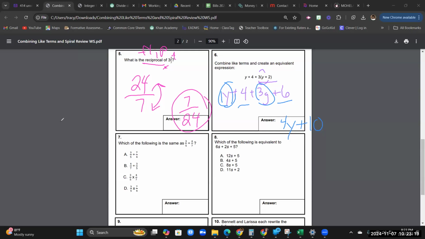All right, which of the following is the same as 3/5 divided by 4/7? So when we divide fractions, we keep the first fraction. We change the division sign to multiplication, and then we take the reciprocal, or flip, the second fraction. So instead of 4/7, we should have 7/4. And that looks like D.